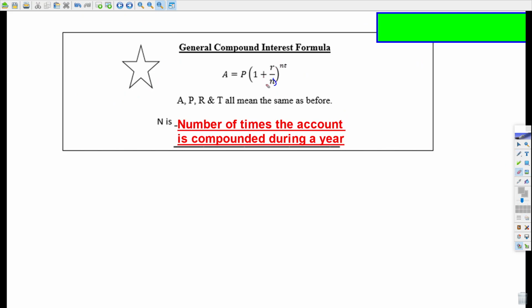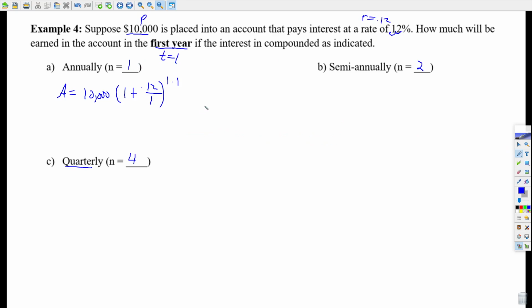Should probably erase that a little bit. N times T, and that would be 1 times 1. Again, you have to do this whole parentheses first. You would divide by 1, add the 1 here, and then raise to the power of 1, multiply by 10,000. So I'm going to go ahead and do that and see what we get.